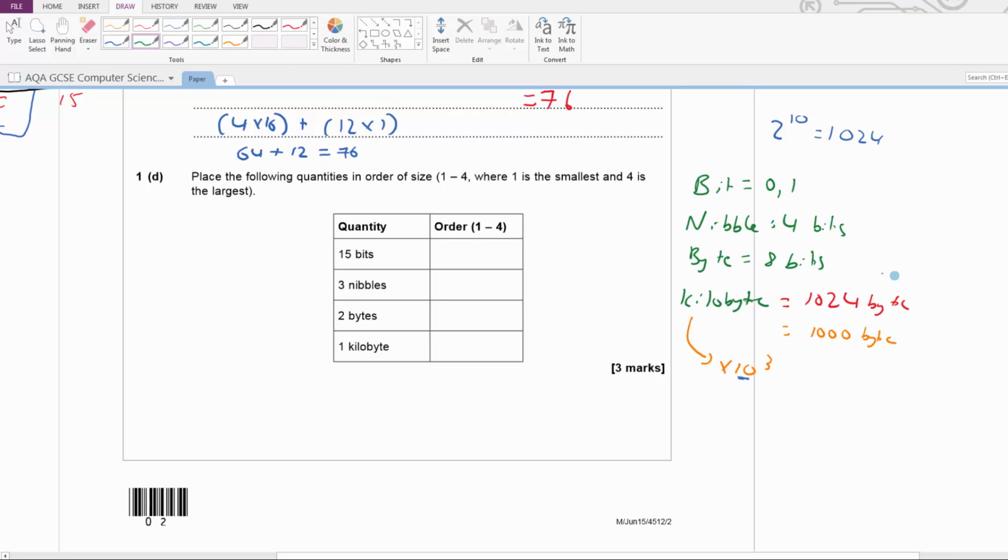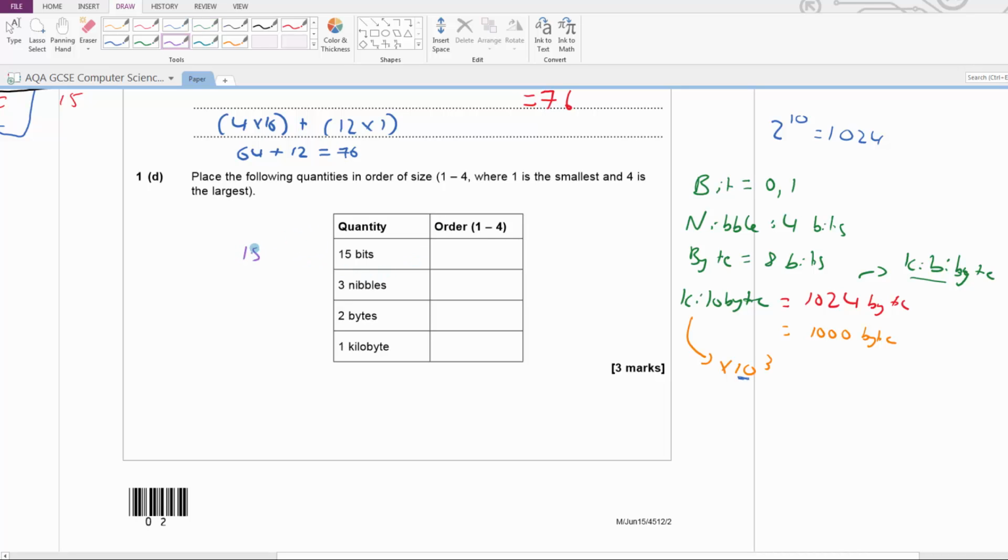So 1024 bytes, the actual technical term for it is a kibibyte. This hasn't really taken off. I think it was introduced around 1998 or something, but this prefix hasn't really come into general use, so there's a bit of dispute over which definition it is, but regardless, it isn't really relevant to this question. So I would recommend you just convert to the lowest unit for this.